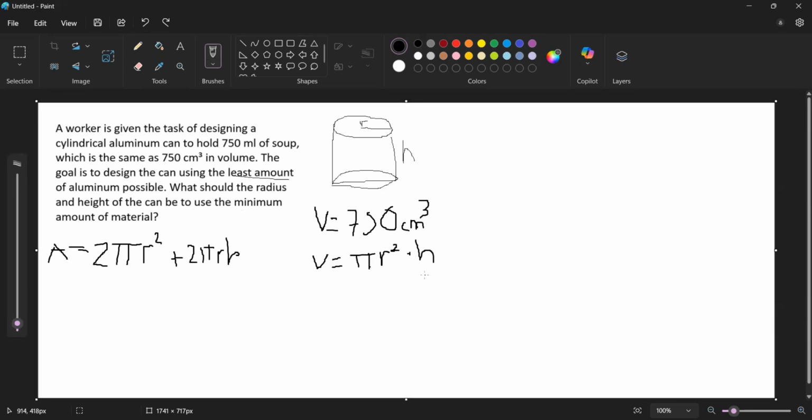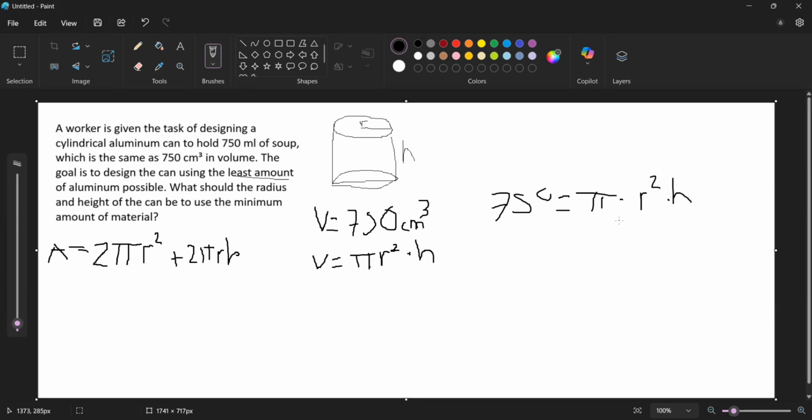So now what we're gonna do is the following. These two, we're gonna combine them. As we know, 750 centimeters cubed equals this because it's the same thing. Both represent the same value. So that means that 750 equals pi times radius squared times height.